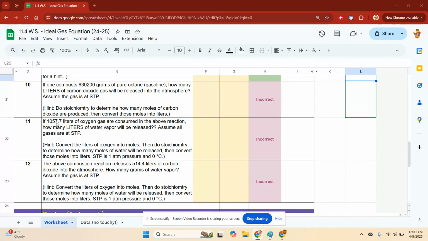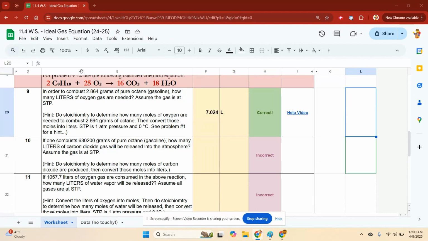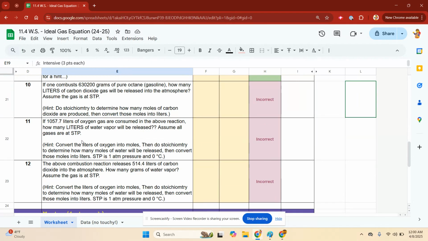If 1,057.7 liters of oxygen gas are consumed in the above equation, this is what we're using for problems 9 through 12. All right, so if 1,057.7 liters of oxygen gas are consumed in that equation, how many liters of water vapor will be released? Assume all gases are at standard temperature and pressure.